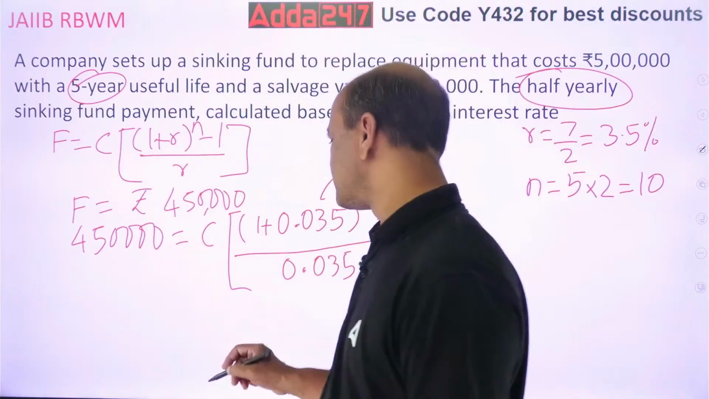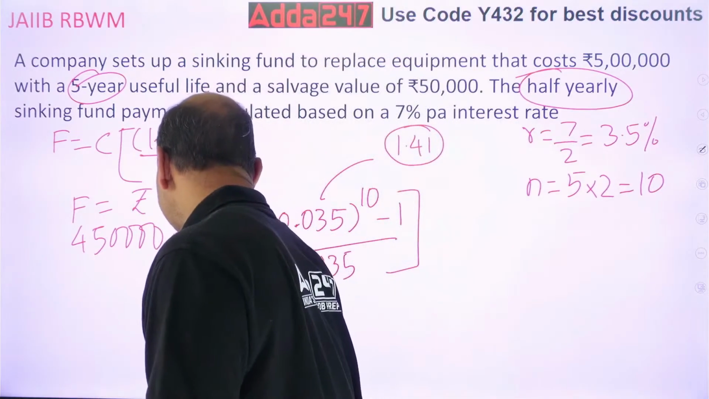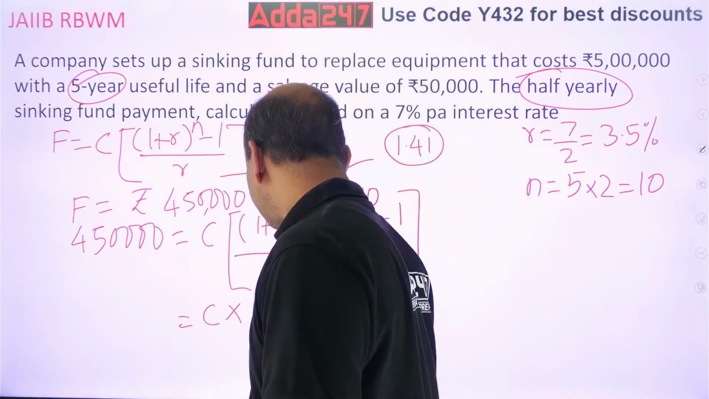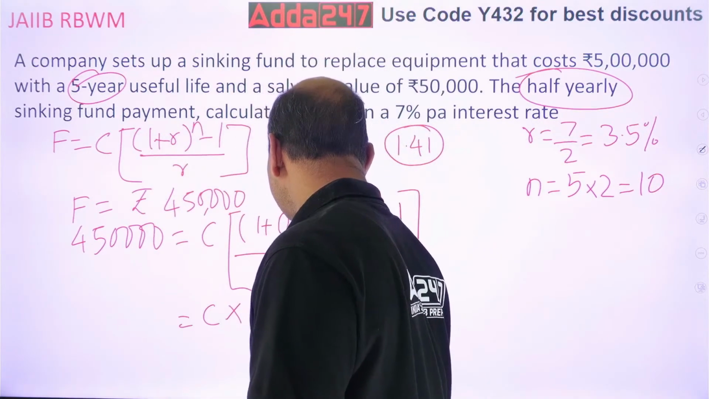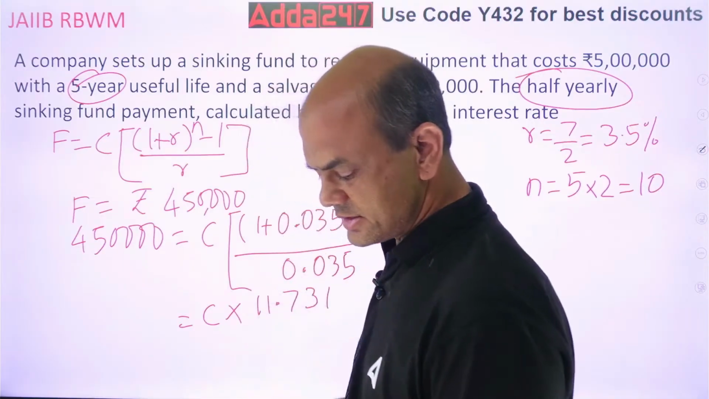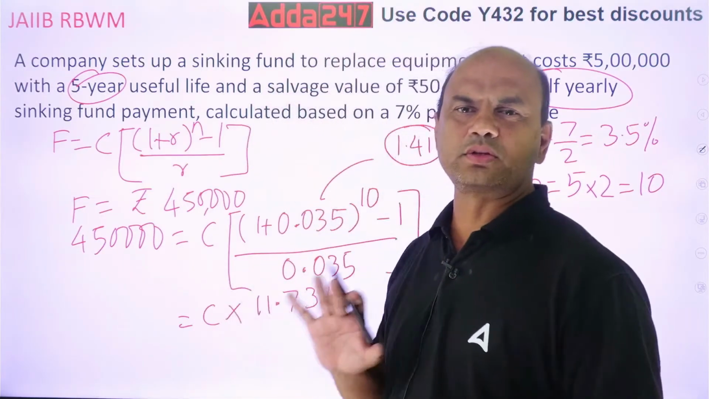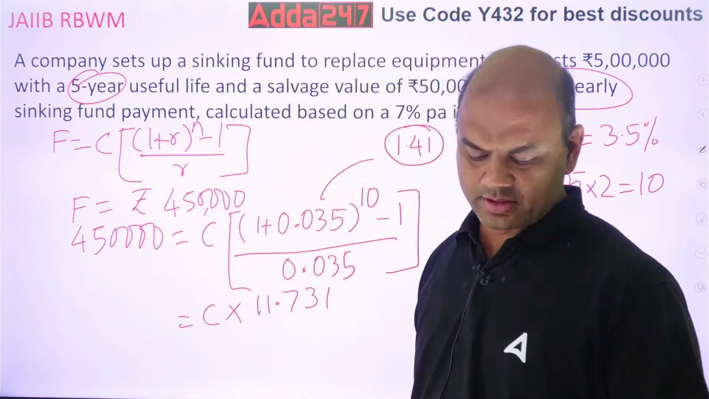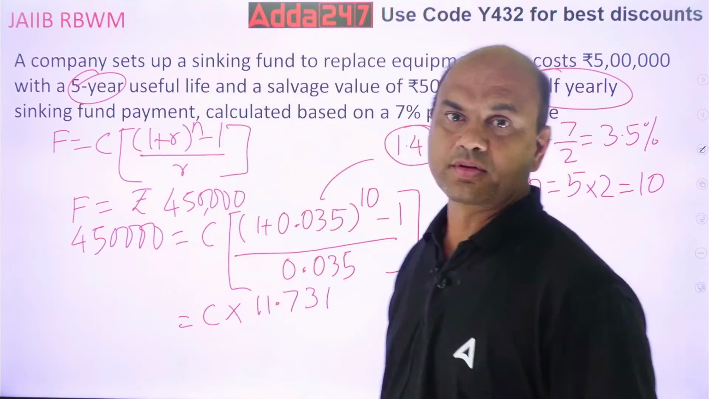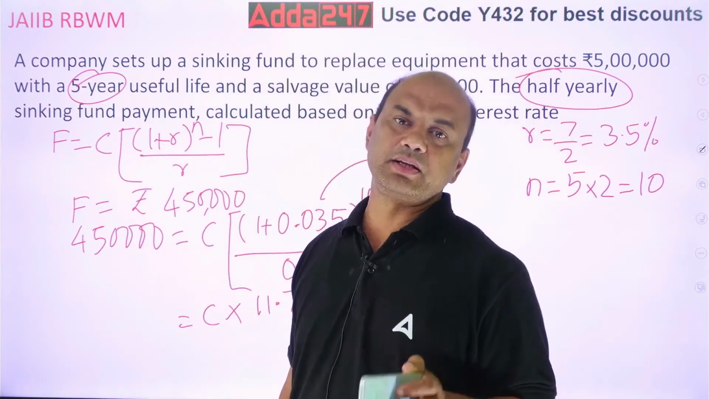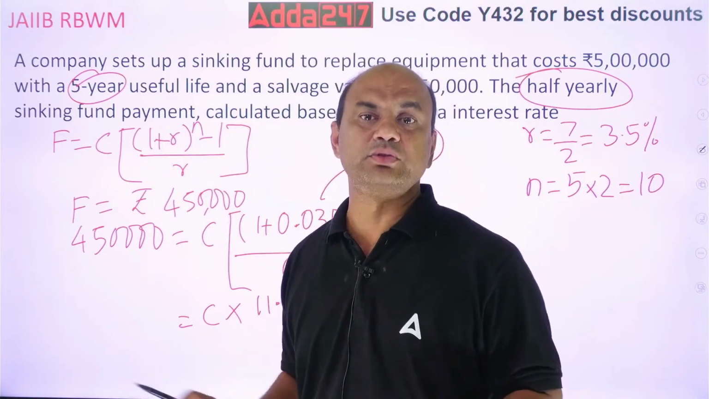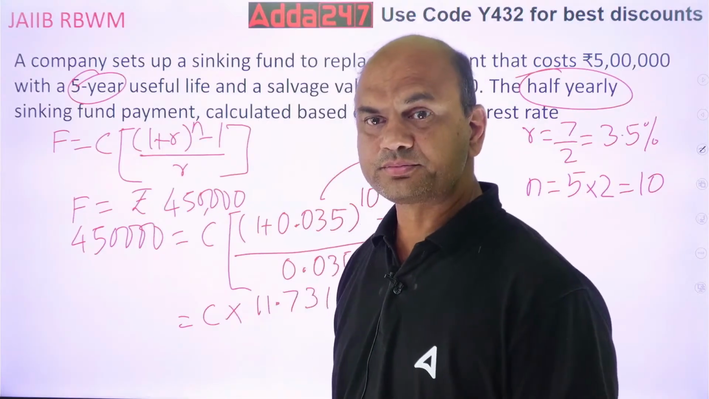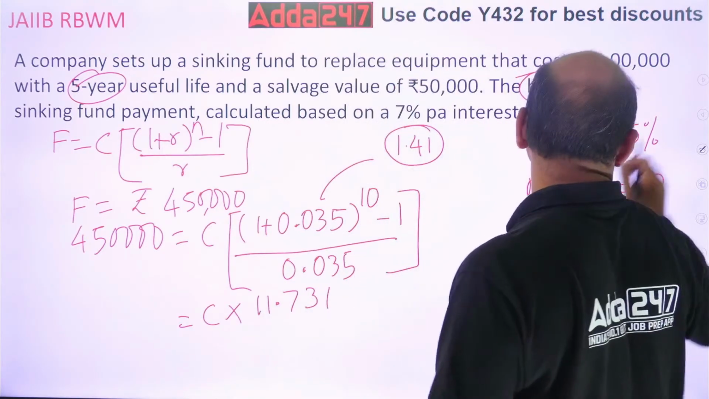Let me check your answers also. So that is equal to C into, I am getting this 11.731. Let's take 3 digits. You can take two digits also, nothing matters. So C into 11.731. Are you getting this, everyone? Check it. Everyone must get the same answer. There's no ifs and buts, no exceptions to this. You must get the same answer.